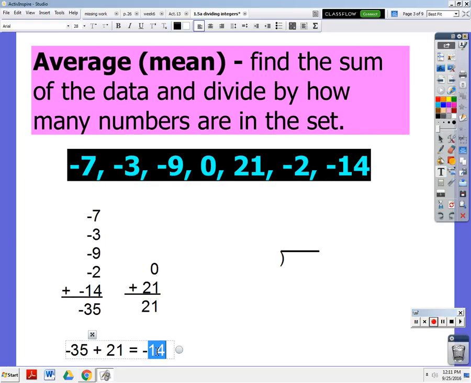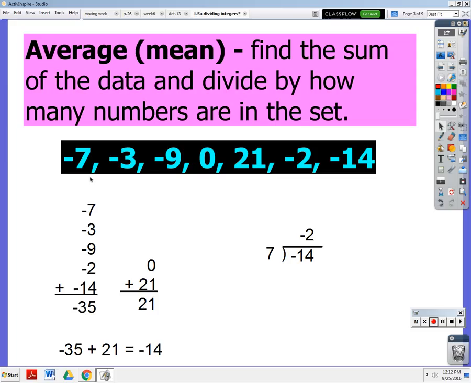So now I need to take my total and divide it by how many numbers there are. Well, there are 1, 2, 3, 4, 5, 6, 7 numbers. So we need to divide this negative 14 by 7. I know 7 times 2 would get me to 14. But I have a negative 14 and a positive 7, so that means my answer needs to be negative. So if this was a week's worth of temperatures, we could say the average temperature was negative 2 degrees.